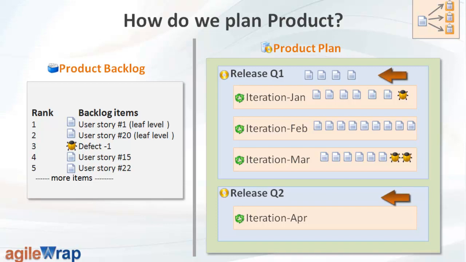Let us assume shopping cart product has one release every quarter and that we run one iteration each month. During the planning meetings, the team takes the highest priority features from the backlog and schedule these items in iterations and releases.